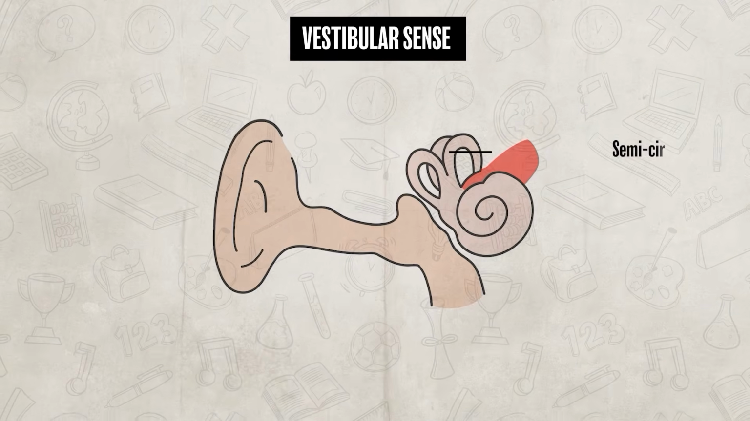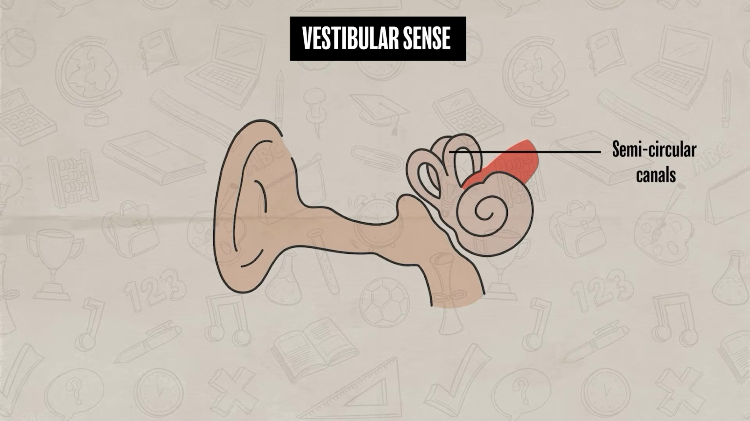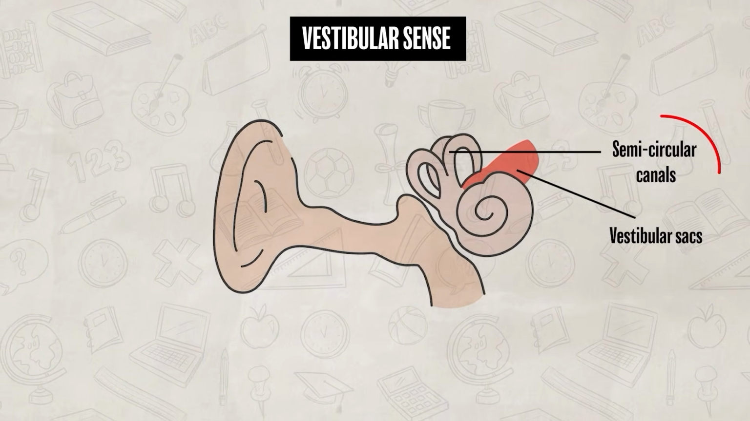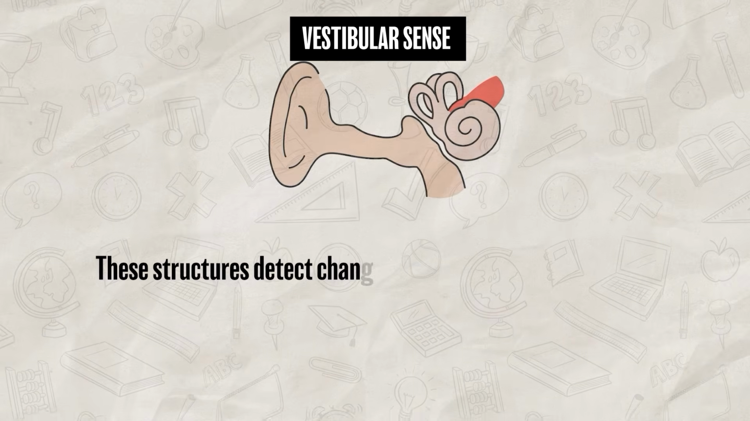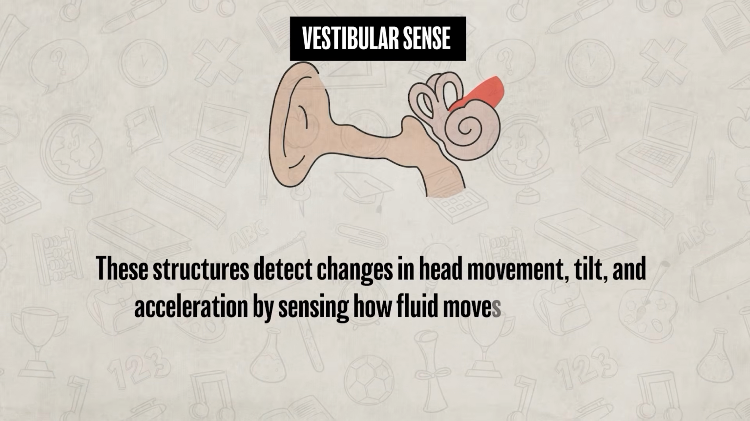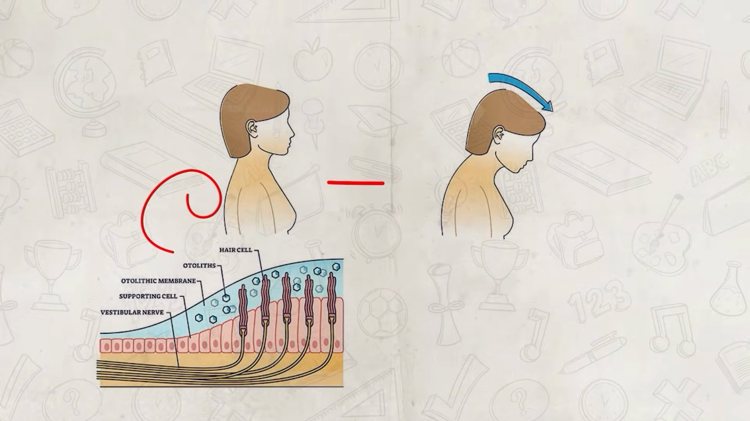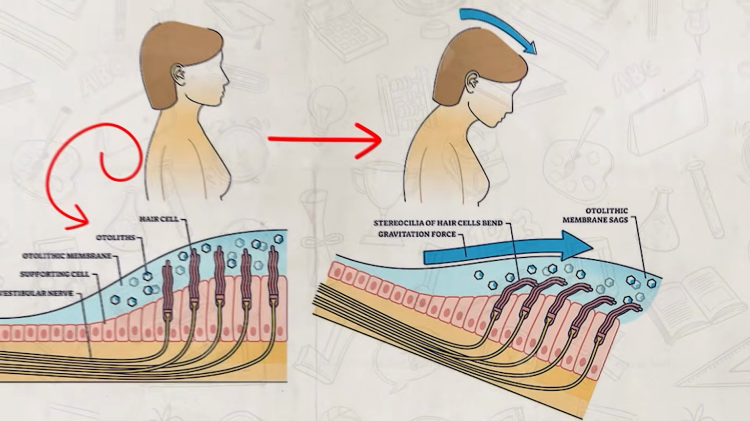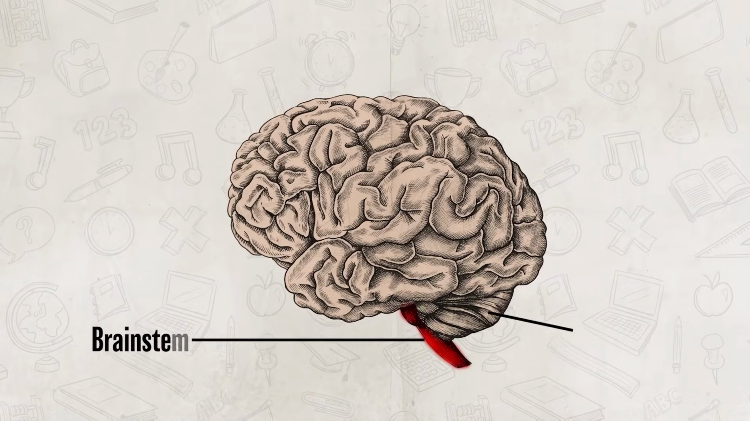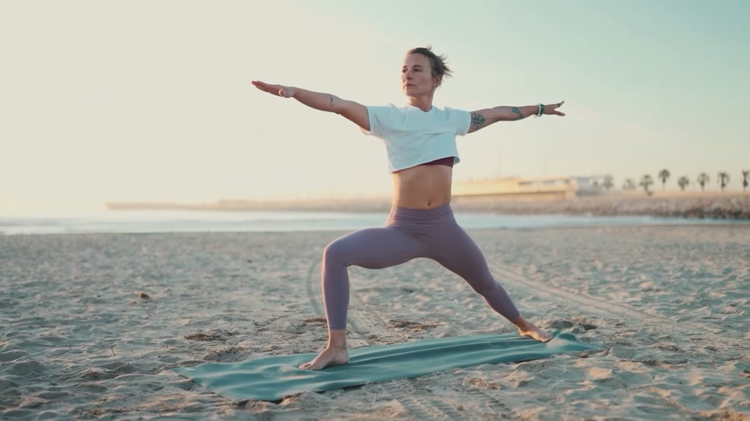This sense is made possible by structures in the inner ear, specifically the semicircular canals and the vestibular sacs. These structures detect changes in head movement, tilt, and acceleration by sensing how fluid moves inside them. When your head moves, the fluid shifts, bending tiny hair cells that send messages to the brain. This information is sent to the brainstem and cerebellum, where it helps coordinate balance, posture, and even eye movements.